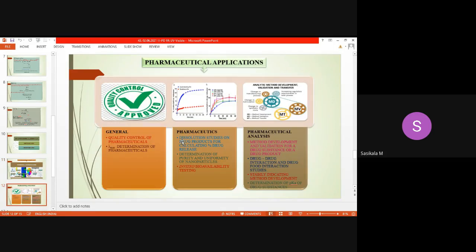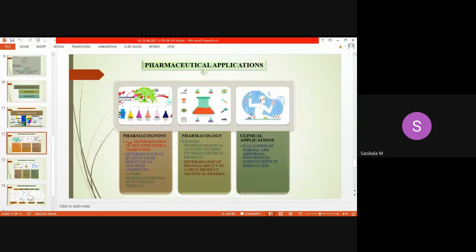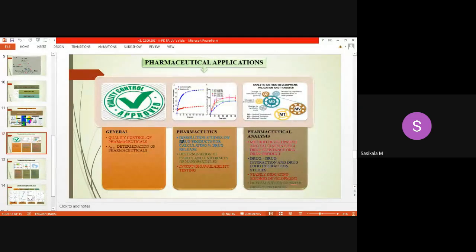And for pharmaceutical applications in various departments, along with general applications. General applications: determination of lambda max and quality control in pharmaceutics, mainly for dissolution studies, nanoparticle studies, and bioavailability testing. In analysis, it is applicable for method development and validated method development. You will be learning what method development and validation are; in the quality assurance part, I will be explaining that.